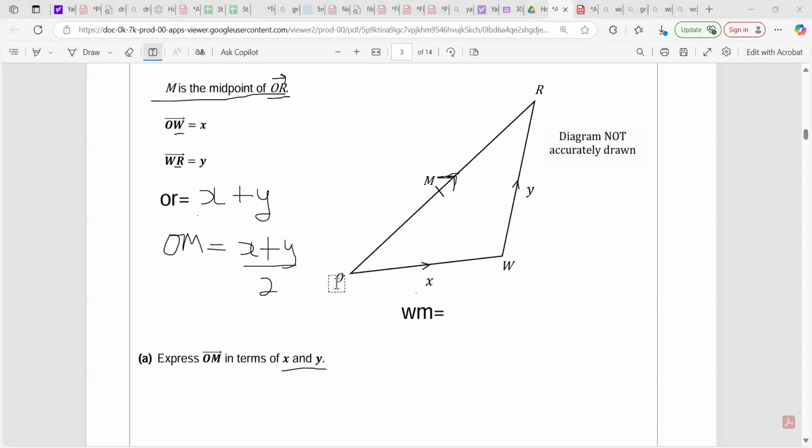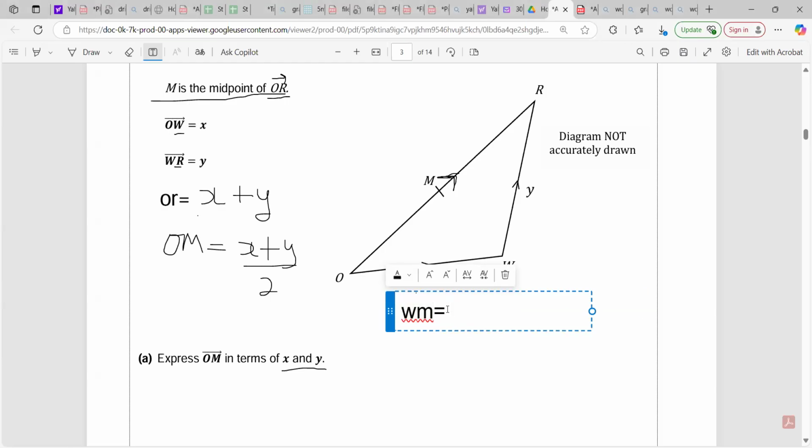All right, so let's do from W to M. I'm going to take this specific route, or I can do both. So I'm going to go from W to R, and then R to M. I think probably that one is the longer route. From W to R, we're going with the arrow, so that would be Y.